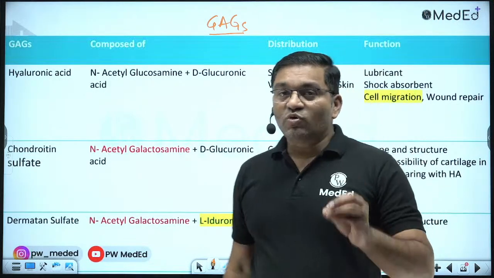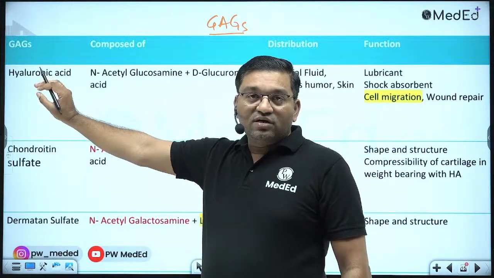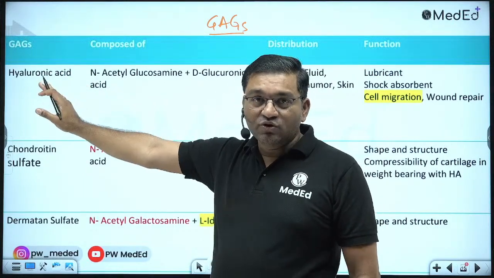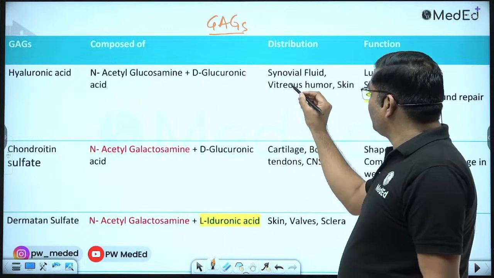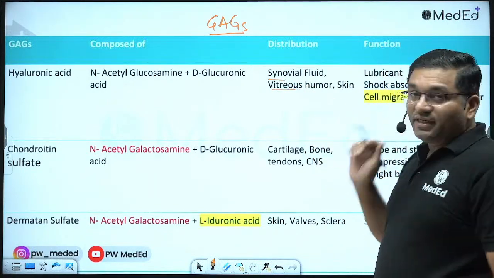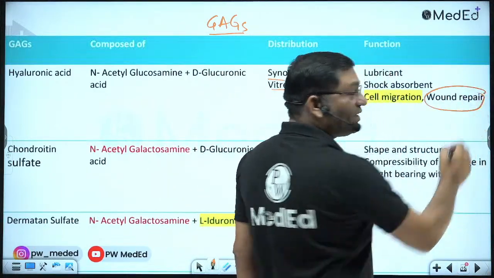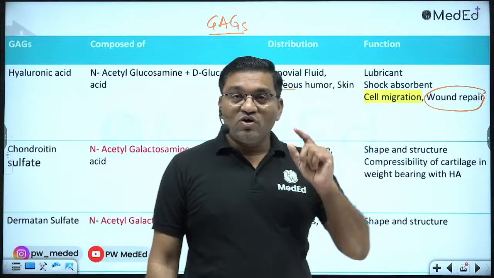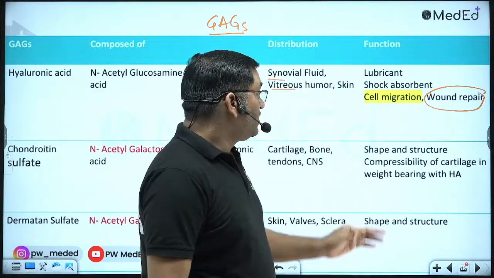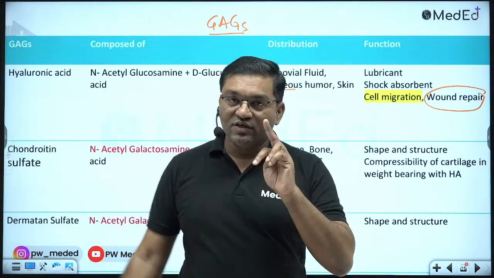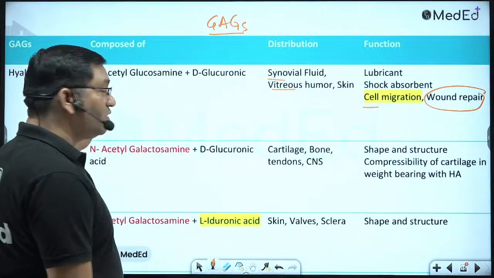So remember 6 important mucopolysaccharides. The point to remember in hyaluronic acid is that this glycosaminoglycan does not contain a sulfate group. It is present in the synovial fluid and vitreous humor of the eye. It acts as a lubricant, shock absorbent, and it is important in wound repair. Apart from vitamin C and zinc, which are required for wound repair, hyaluronic acid is also required for wound repair. It is important in cell migration and wound repair. Remember the functions of hyaluronic acid.